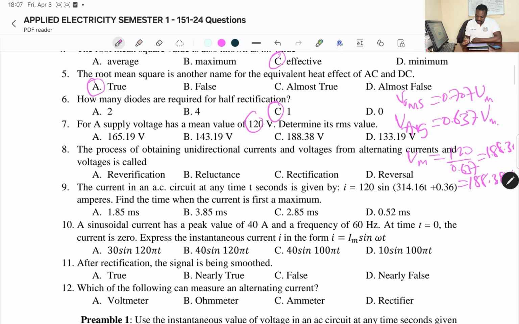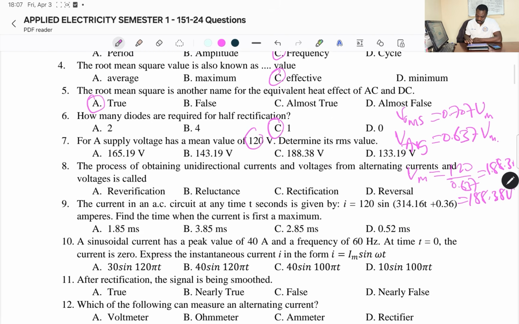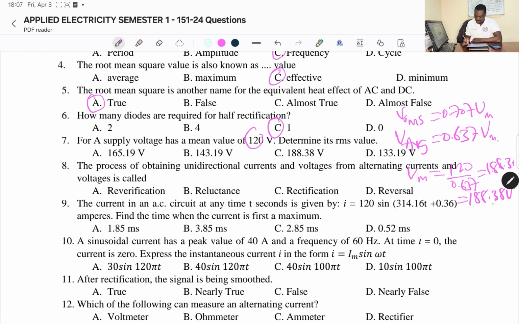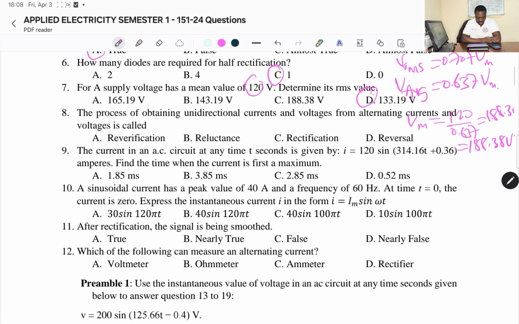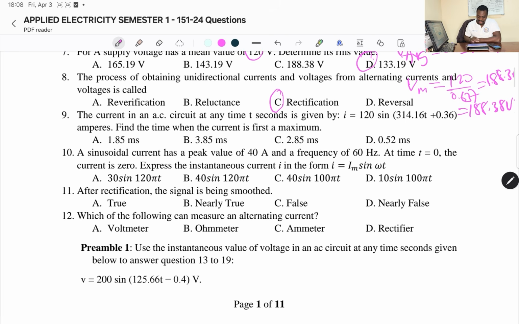Now to get the root mean square value, that would just be 0.707 times the 188.38. So just multiply this by 0.707, and that will give us 133. So the answer here will be D. Now question 8. The process of obtaining unidirectional currents and voltages from alternating currents and voltages is called rectification. So the answer here is C.